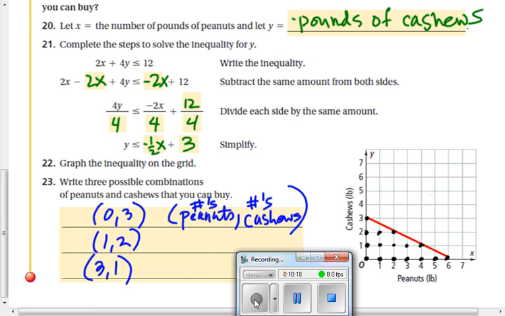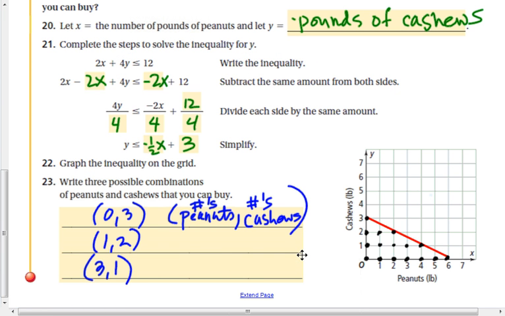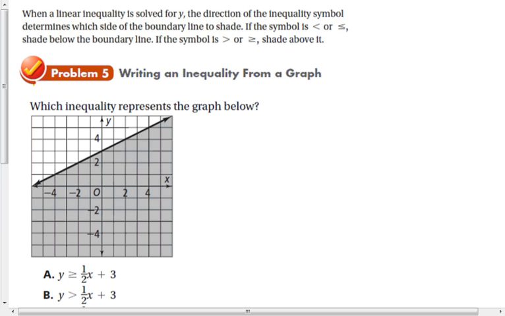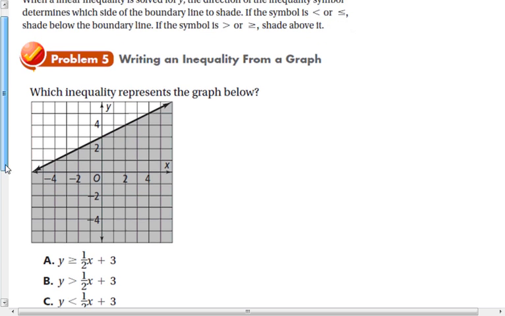Notice on the graph here that I just put dots on there, and that's because I was just looking for whole number combinations. You could actually do any amount, and we could just shade all of this in here. So you could do half pounds.